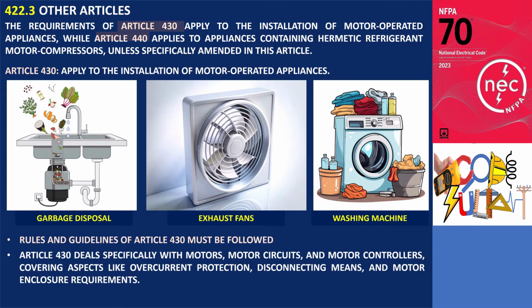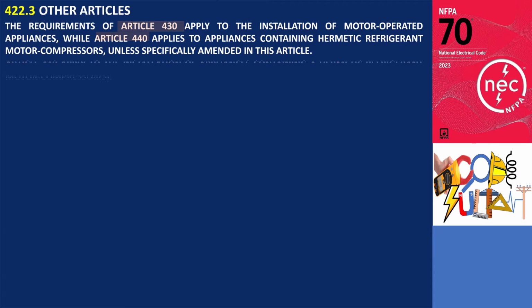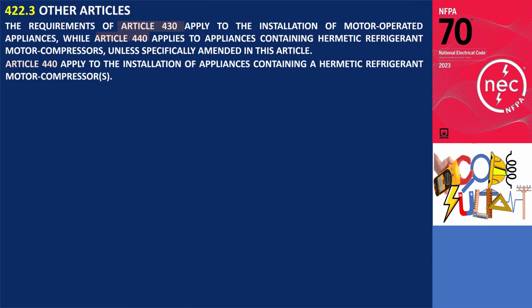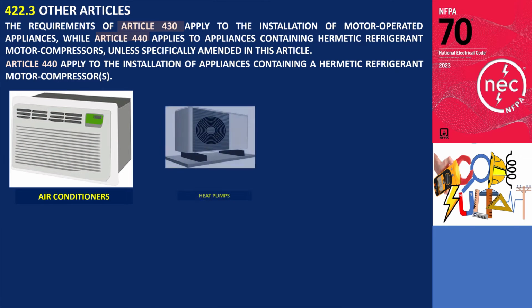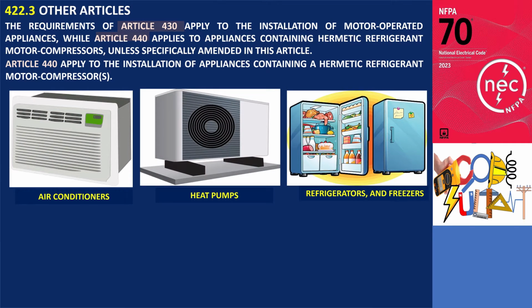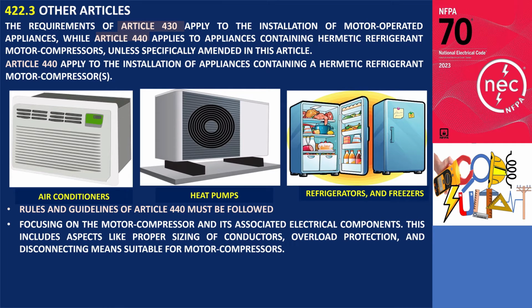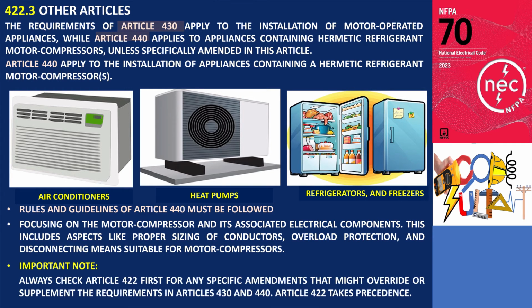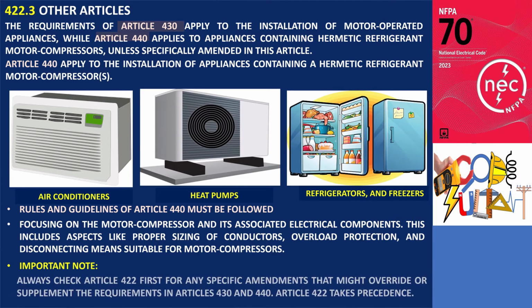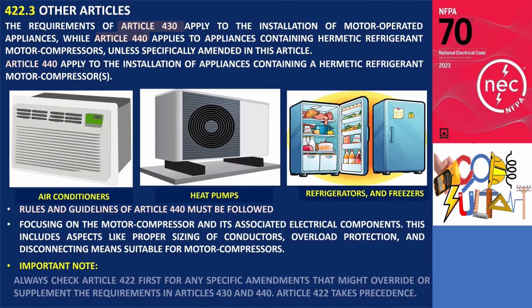requirements. In contrast, Article 440 pertains to appliances that contain hermetic refrigerant motor compressors, which includes sealed refrigeration systems like air conditioners, heat pumps, refrigerators, and freezers. Article 440 provides specific requirements for these appliances, focusing on the motor compressor and its electrical components, including proper conductor sizing, overload protection, and suitable disconnecting means for motor compressors. Important note: always review Article 422 first for any amendments that may override or enhance the requirements in Articles 430 and 440, as Article 422 takes precedence.